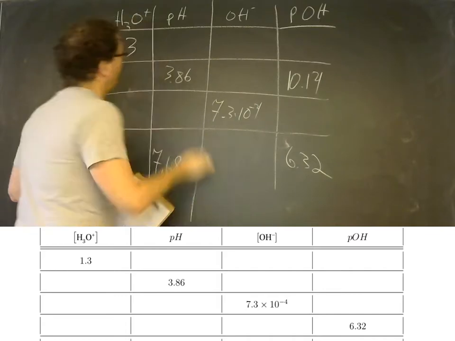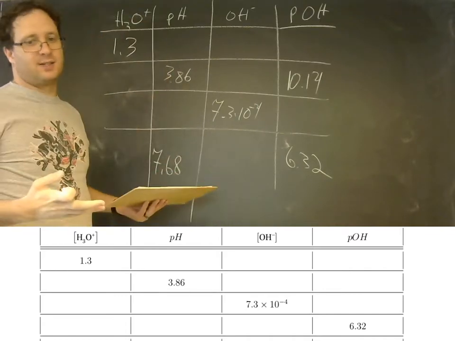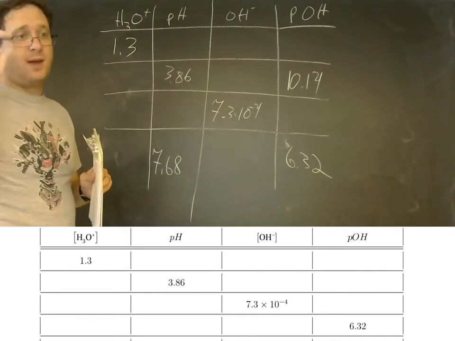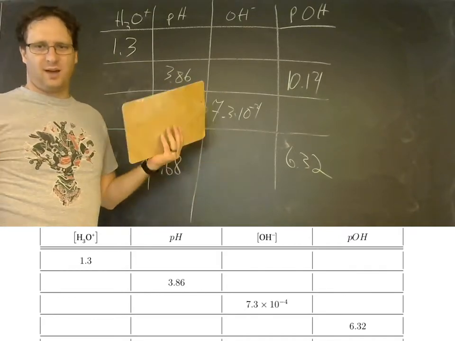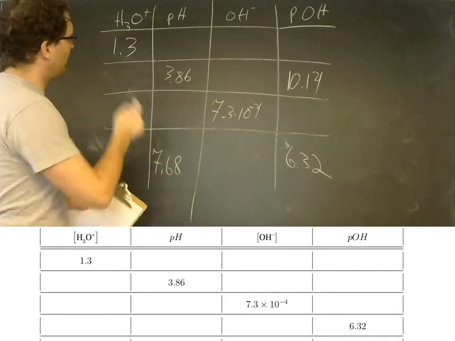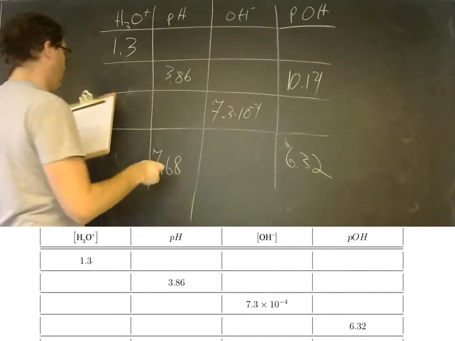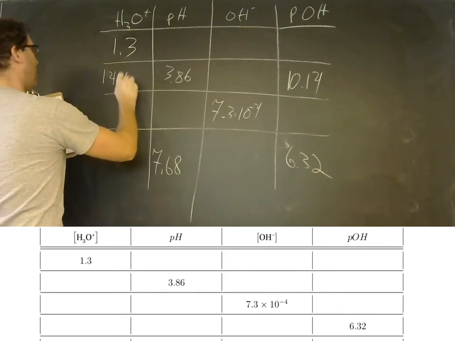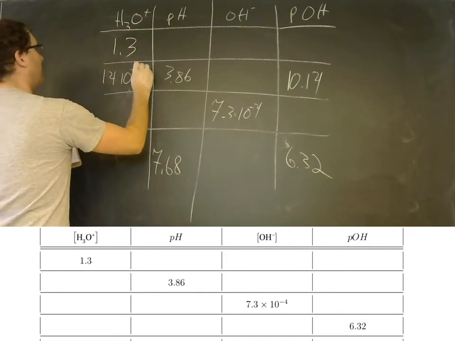And then if I have the pH, I think it's easiest to go from pH to H3O plus. I don't need to use the logs. I just feel like it's a little bit easier. So I'll just say 10 to the negative 3.86. What's 10 to the negative 3.86? 1.4 times 10 to the negative 4th.